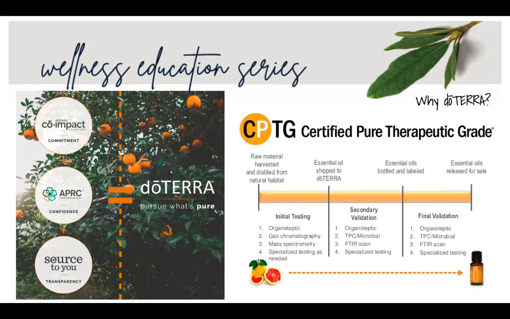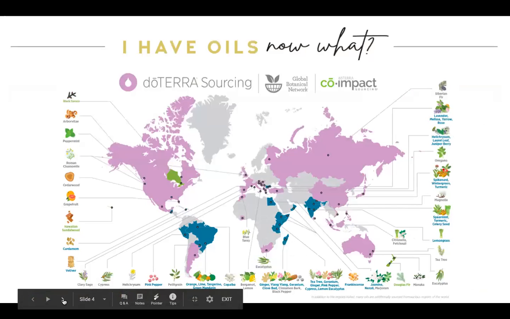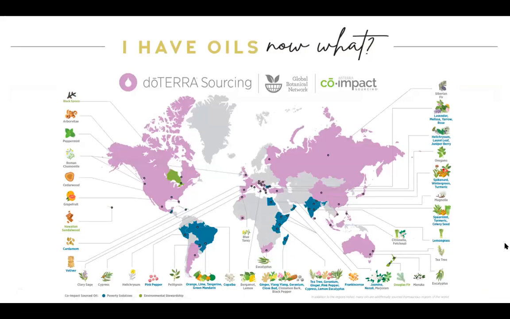And this is why hospitals and research companies come to doTERRA to use their oils, because they know they're getting the same oil every time. And we're going to talk about more of this on the next slide, but doTERRA works with small farmers all throughout the world. I'll just go to the next slide to show you, because I love this little map. You probably can't read everything, but this shows you where the oils are sourced from throughout the world.